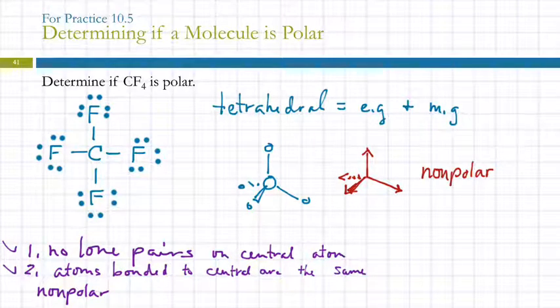The other thing about it being symmetrical, though, is that all of these vectors have to have the same magnitude. The difference in electronegativity between the central atom and the atoms bonded to it has to be the same. If they're all the same element, it's going to be the same. And that's the case most of the time. Usually, if you have two different elements, they are not going to have the same electronegativity.